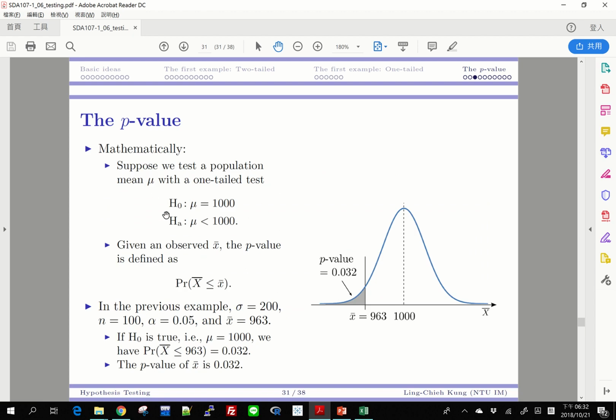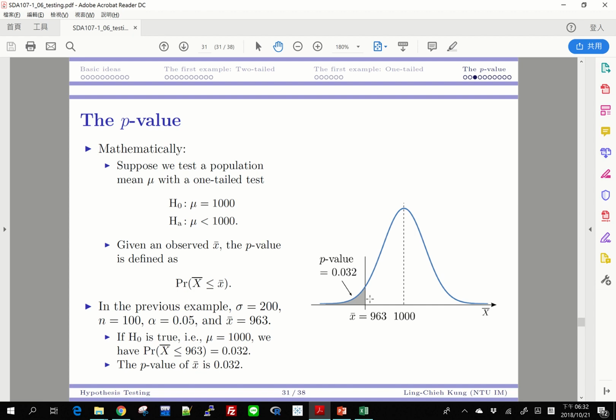Our null hypothesis is saying that our mu is 1000. And then we have all these experiments and we say we get a sample mean that is 963. Then we say we get the p-value that is 3.2%. Okay, the graph is here. We get 963. This is a value, and what's the probability for us to see it or something that is even more extreme? Okay, so that's 3.2%.